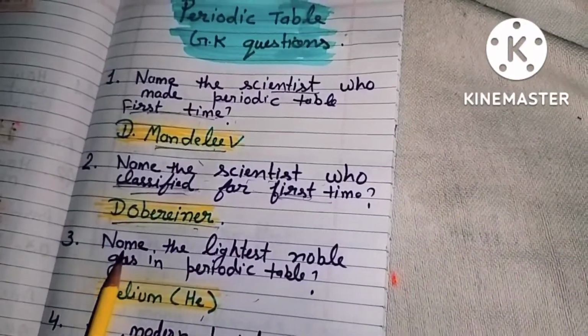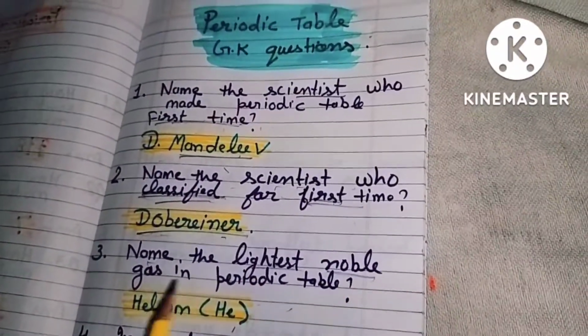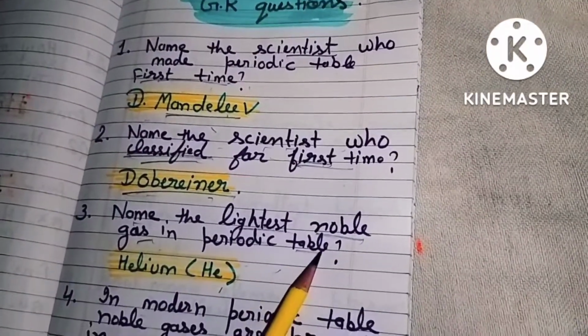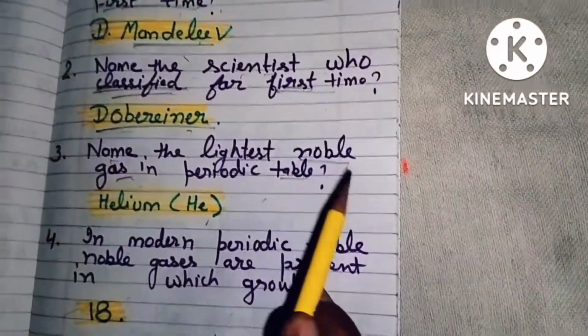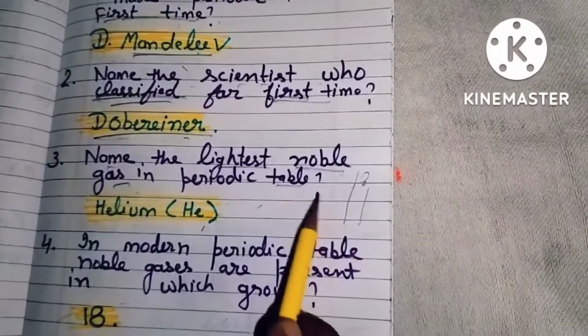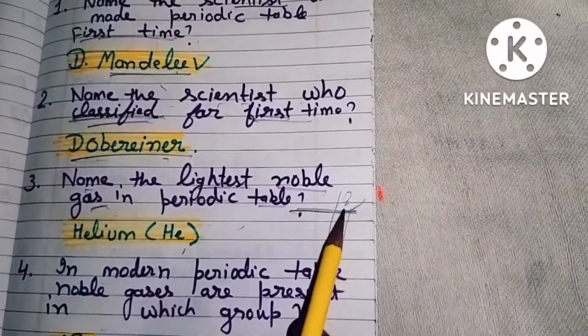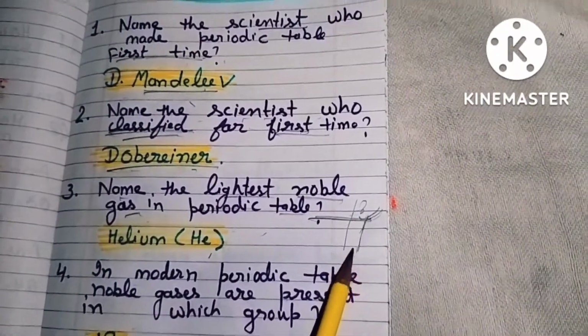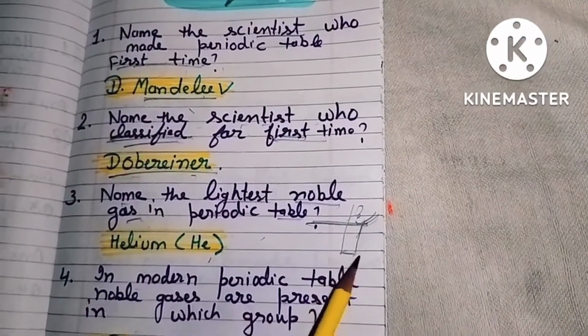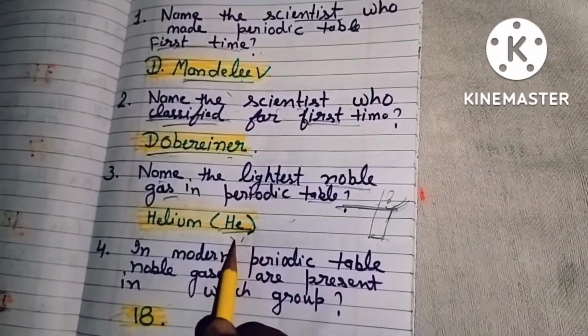Next, name the lightest noble gas in the periodic table. There are 18 groups in the periodic table. These are the noble gases, also called inert gases. The lightest of them is helium.